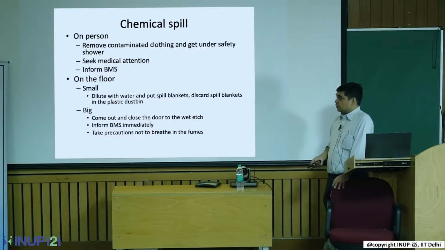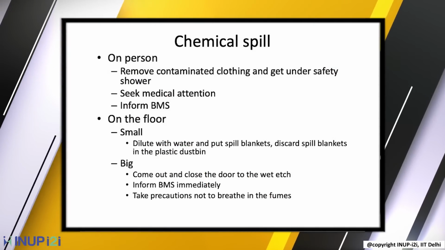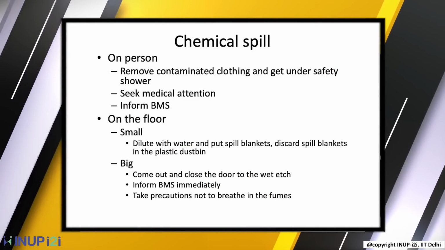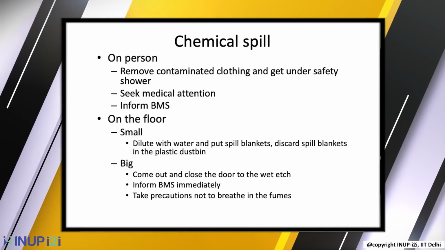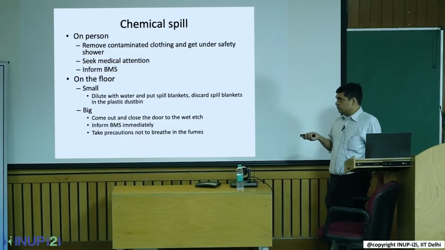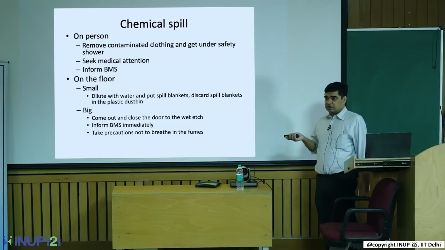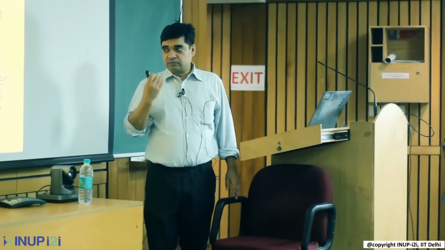What to do in case of spills? If it's a small chemical spill, you can dilute with water and put a spill blanket. If it's big, don't handle it yourself. Inform clean room staff and then do it. What to do if you have a chemical spill on your own body, or something goes inside your eye?